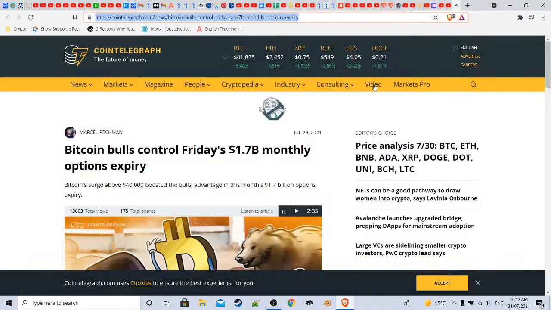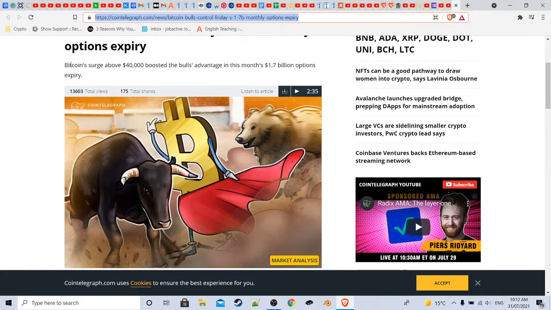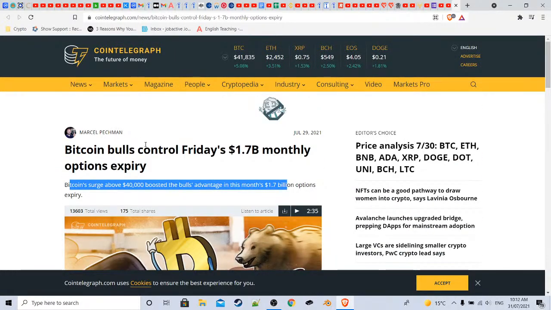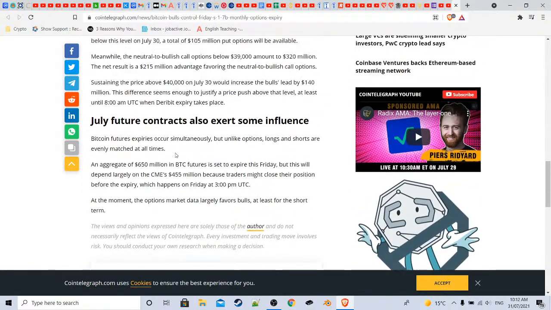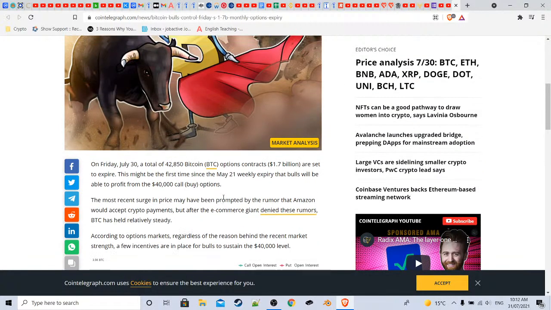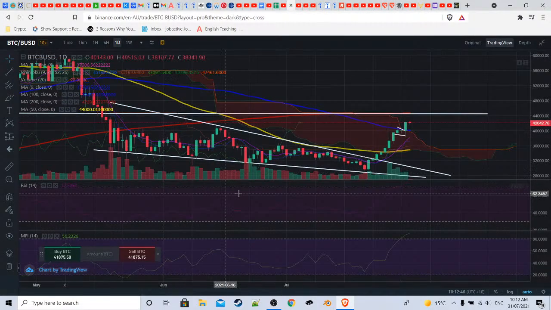We have had some news on options. Bitcoin bulls control Friday's 1.7 billion monthly options expiry. So the Bitcoin surge above 40,000 boosted the bulls' advantage in this month's 1.7 billion options expiry, as you can see there on Cointelegraph's news. July futures contracts also exert some influence, but bulls are in complete control, they're saying, so that looks bullish with the monthly options expiry. Options expiry very well may have been part of the bear market back there in May, but at the moment it's looking bullish.